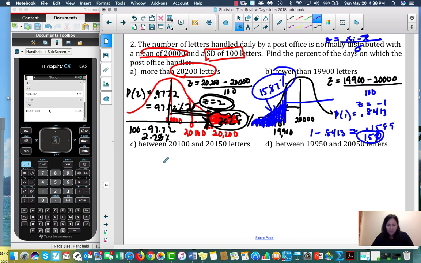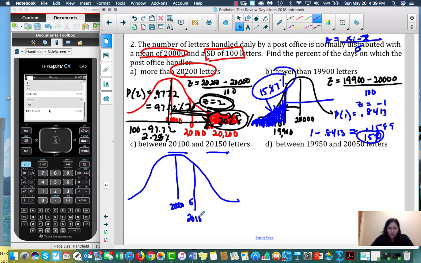All right. For it to be between 20,100 and 20,150, so now, if I look at my graph here, this is what I see. So I know this here is 20,000, right? But if I go over 1 standard deviation, that's 1. Now I'm at 20,100. Oh, and that's what that value is right here. But the next one is going to be 20,200, and this is in between there.